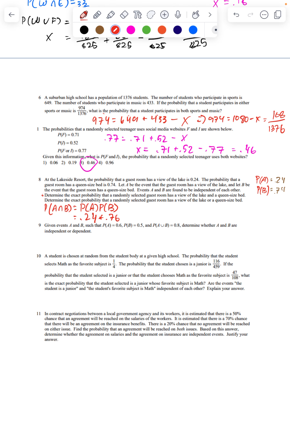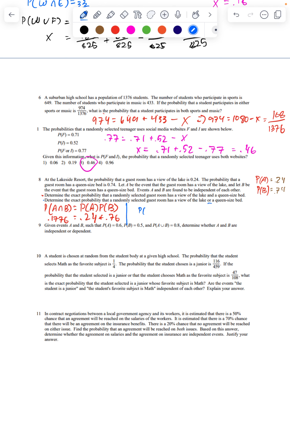All right, so let's plug that in. 0.24 times 0.74. That's going to be 0.1776. And then let's see the next one. Determine the exact probability that a randomly selected guest has the view of a lake or a queen size bed. Now, for this one, we have to use the addition rule because it's looking for an or right here. So we don't know how many can have both, right?